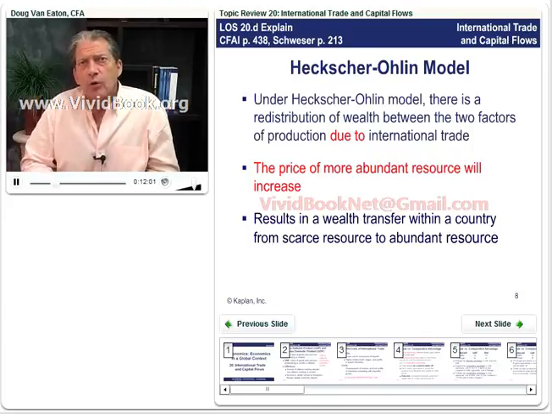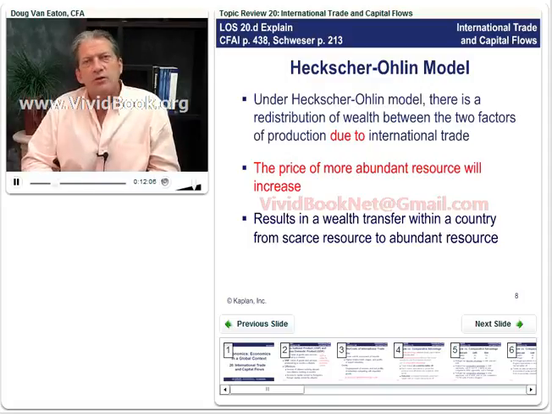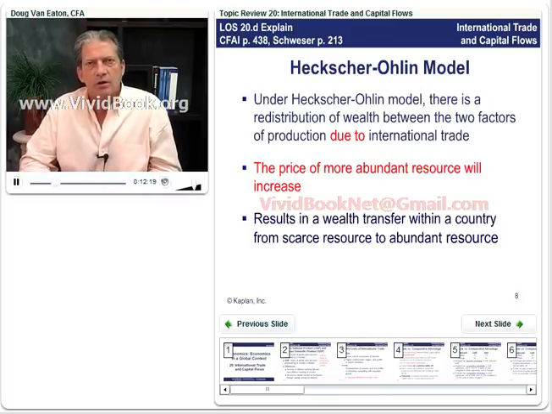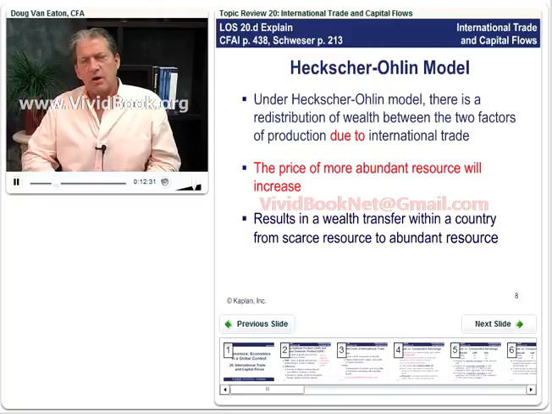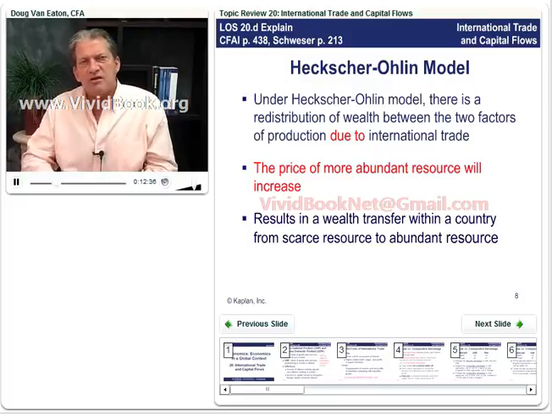Under this Heckscher-Ohlin model, it turns out there's a redistribution of wealth between the two factors of production because of international trade. So we open it up to trade. The Heckscher-Ohlin model tells us there's going to be a redistribution of wealth. How is the wealth redistributed? Well, whatever the more abundant resource that the country has, that price is going to increase because we're going to shift production once trade opens up to the goods where there's the most abundant resource.